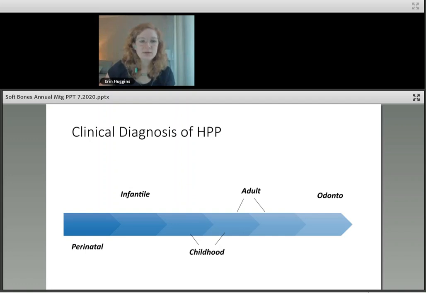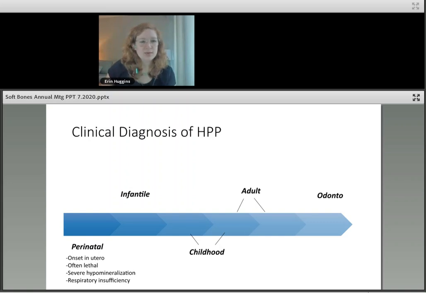So there's a couple of different subtypes of HPP that have been described in the literature. We use these pretty loosely, and I think Dr. Kishnani touched on that very well. So I'm just going to go through and summarize kind of what we generally expect for each subtype.